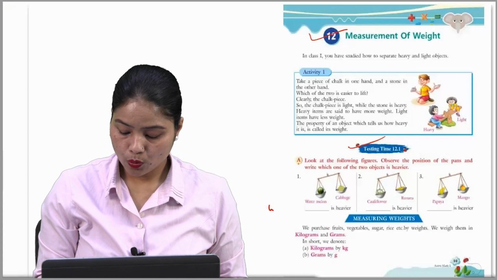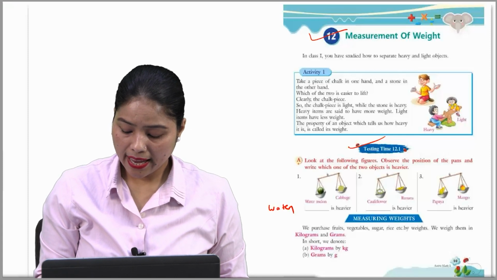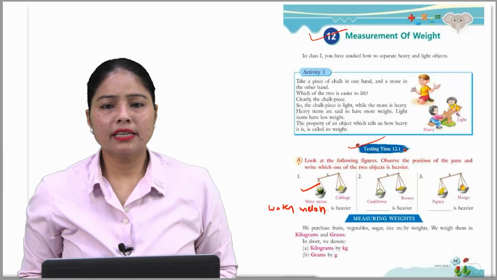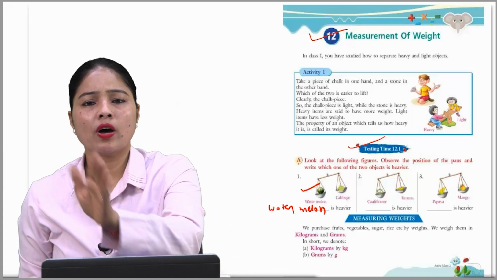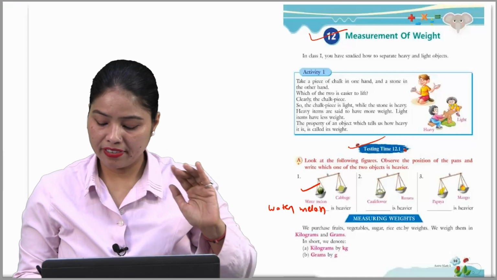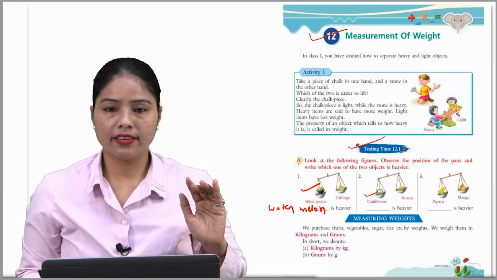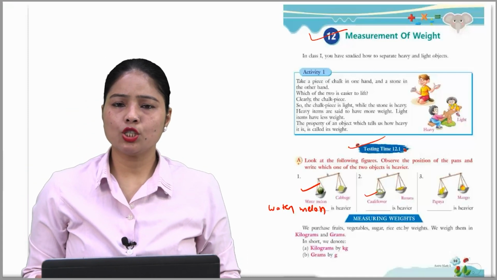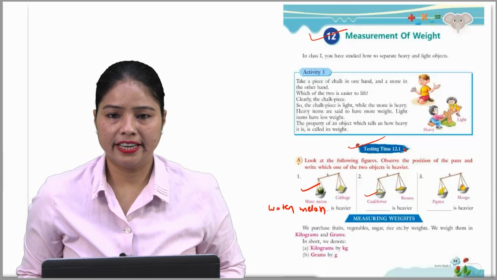Water and melon clearly. Similarly, second में कौन सा है? Cauliflower. So cauliflower is heavier. So write it cauliflower here. And here it is papaya. Okay, so it's very easy. Do it yourself.